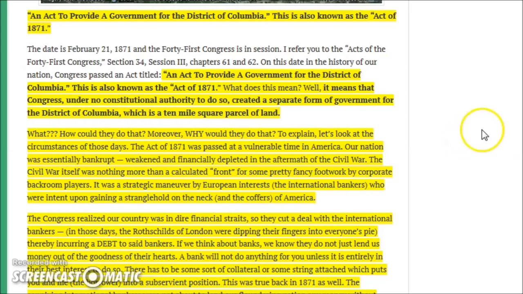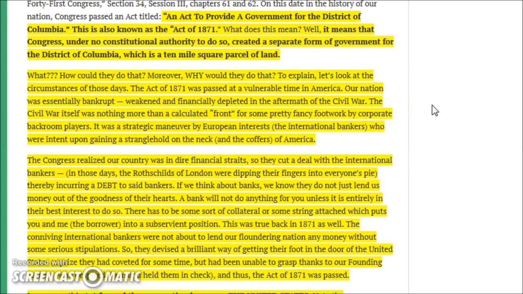An act to provide a government for the District of Columbia, also known as the Act of 1871. It means that Congress, under no constitutional authority to do so, created a separate form of government for the District of Columbia, which is a 10-square-mile parcel of land, its own city-state. It has its own police force, its own mayor, it has its own tax. It isn't taxed, but it has its own constitution that we'll get into at another time.